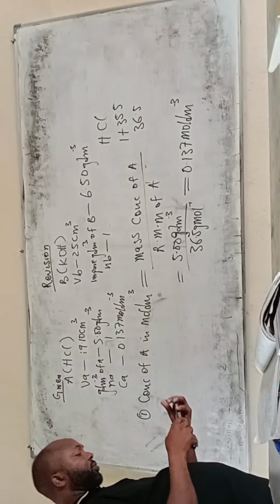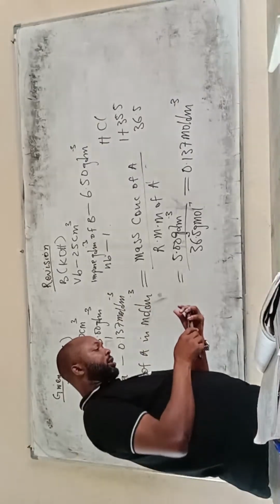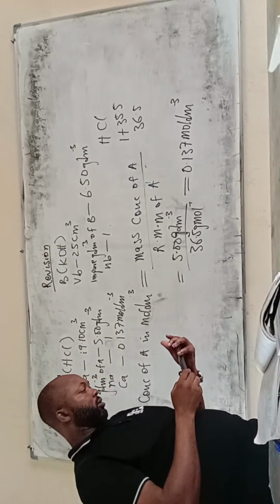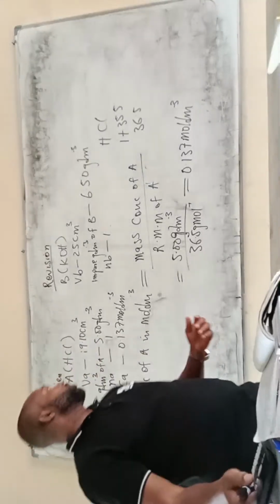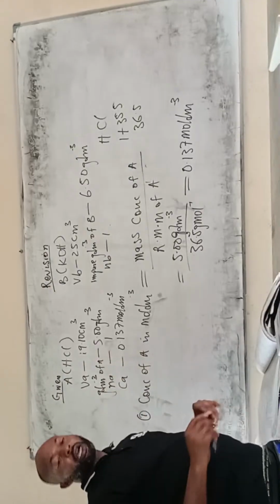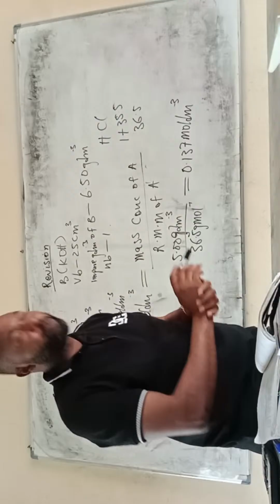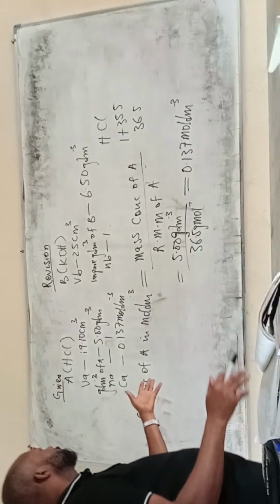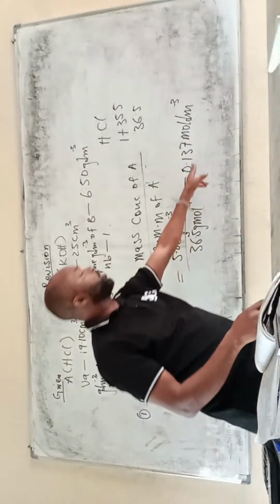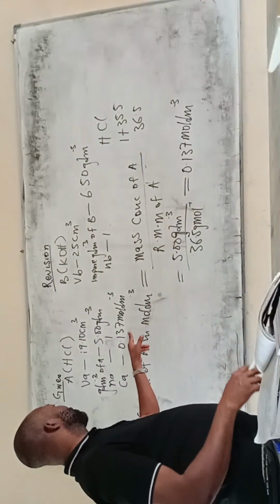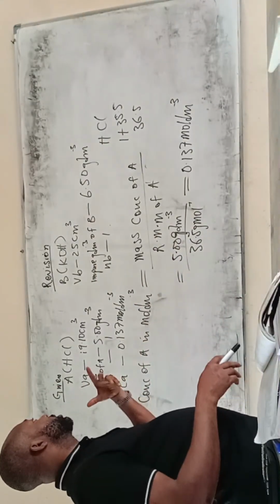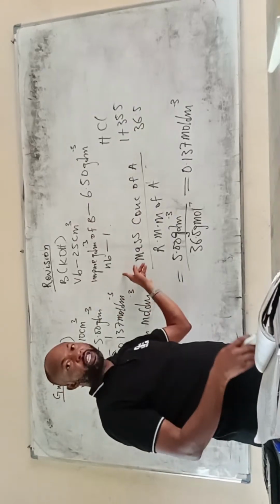Now, let's see. All right, we're good. So we've gotten this. Now, what's the next question? Having gotten that, this is the concentration of B in mole per dm³. Remember, we've gotten the concentration of A in mole per dm³, which is this. Now, they are asking us to calculate the concentration of B in mole per dm³.